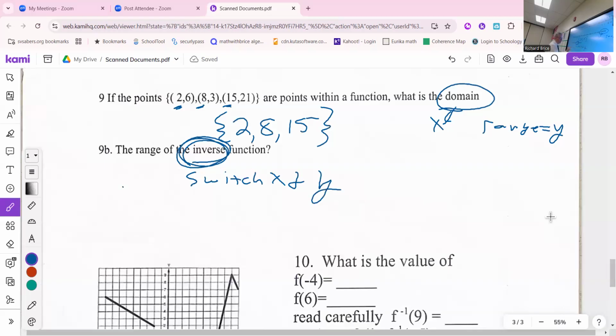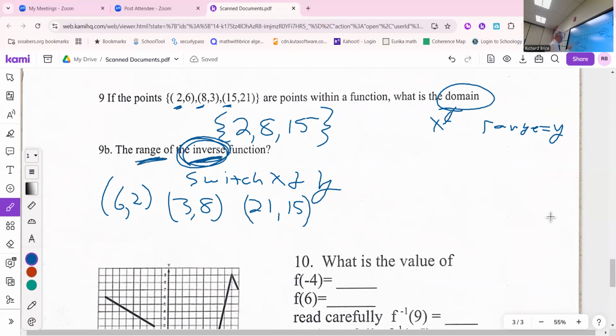So I'm going to write down the points. 6, 2, 3, 8, 21, 15. Wait a minute. Those aren't the points. Yes, because I switched the X's and Y's. Those are the points for the inverse.